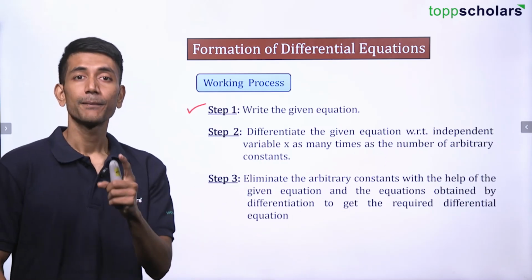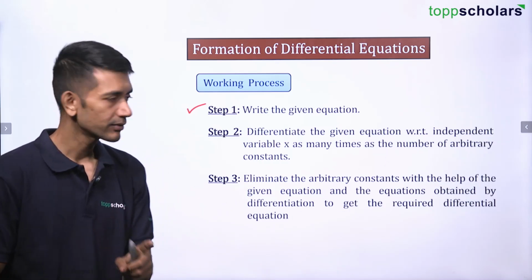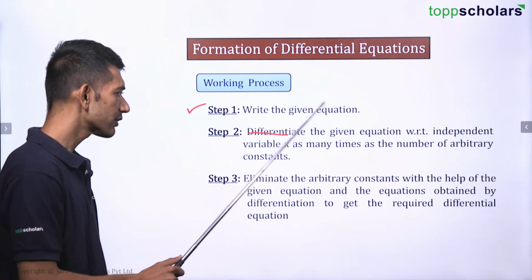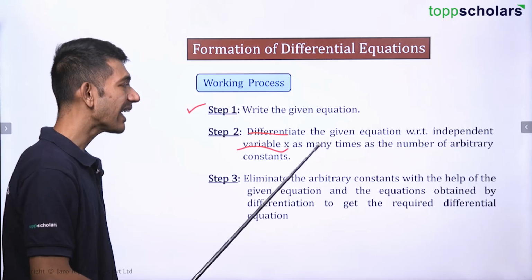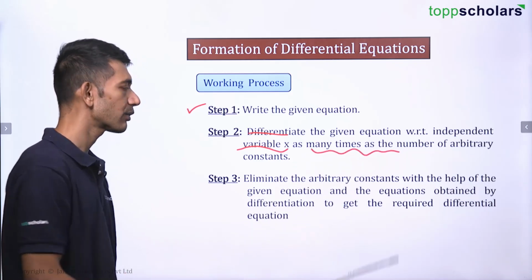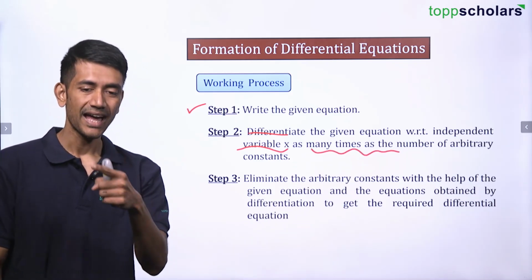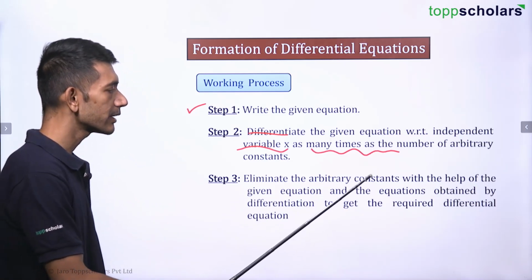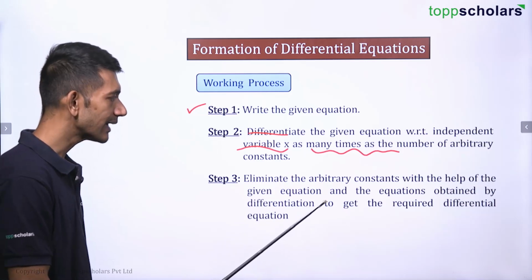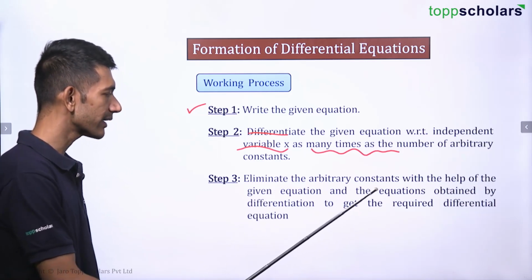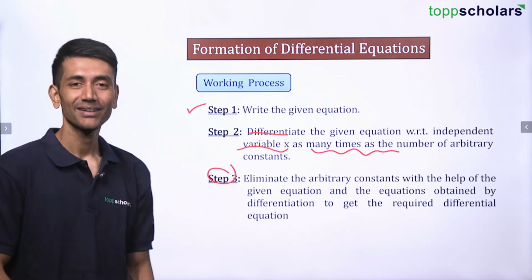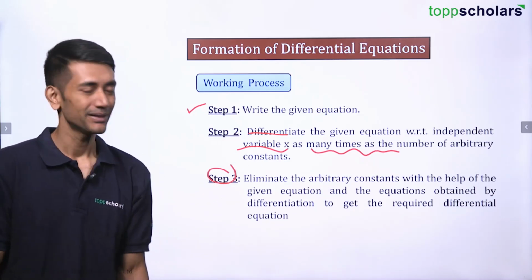Differentiate it. That means take the derivative this time, not the integration. Differentiate the given equation with respect to the independent variable x as many times as the number of arbitrary constants. Then eliminate the arbitrary constants with the help of the given equation and the equations obtained by differentiation to get the required differential equation. Okay, this might sound very confusing, but we'll understand once we see the example.